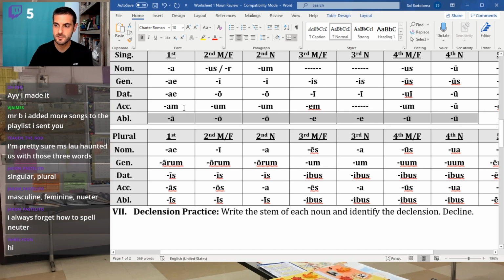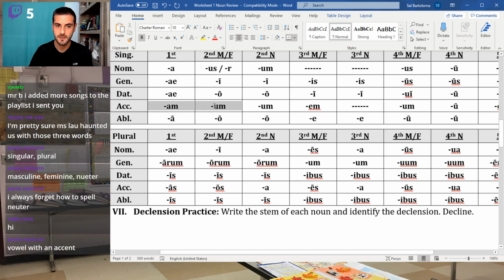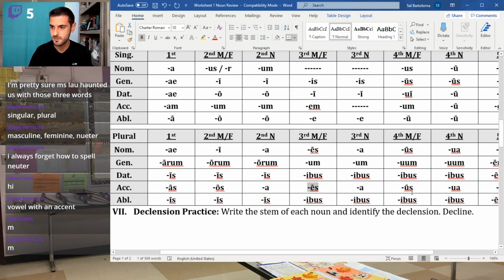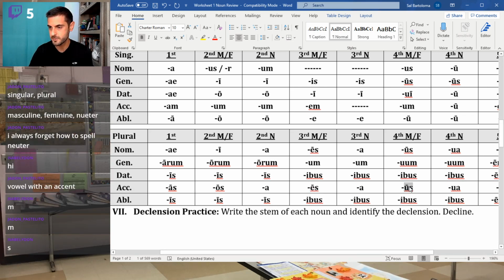What about all these accusatives? Ablative singulars are vowels all by themselves. What do accusatives typically have? An M. They typically have an M. What about accusative plurals? As, os, es, us. What do they typically have? They typically have an S.